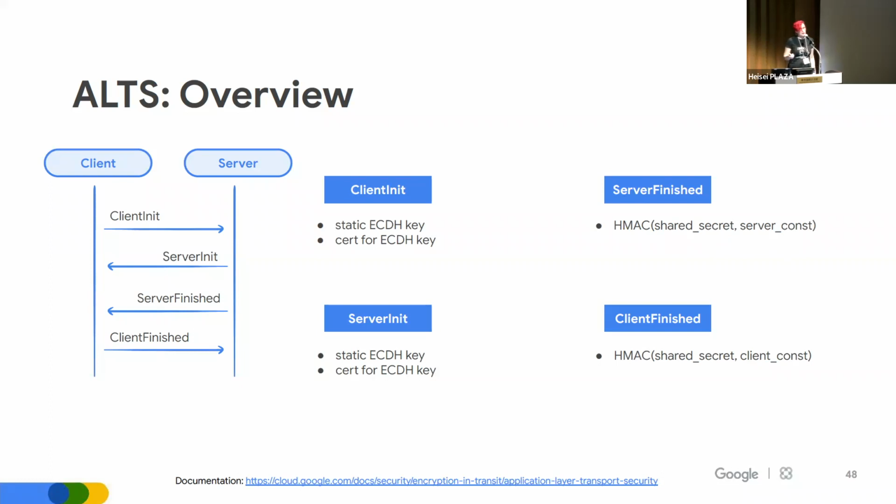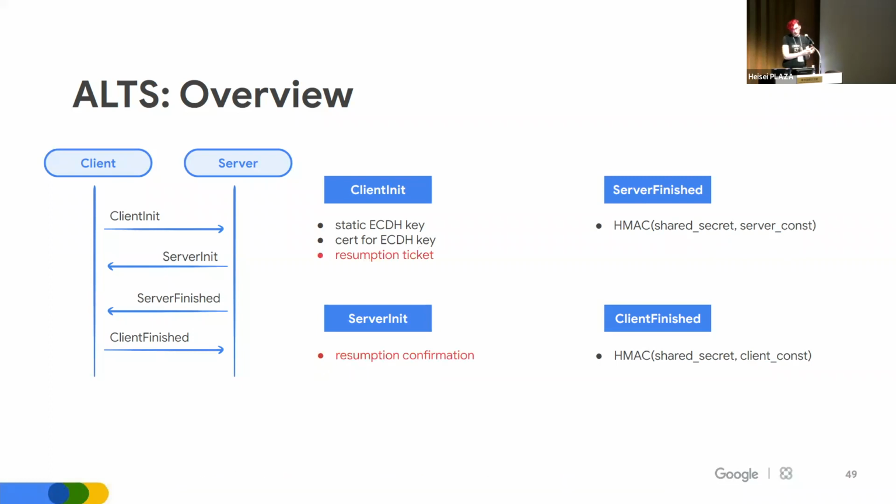A slight variation happens, which is extremely important for the low latency use cases, when the client has a resumption ticket. When the client has a resumption ticket, the client will just send this resumption ticket to the server in client init, and the server can just check. It will also still send the static credentials just in case the ticket is invalid. If the server accepts this ticket, it will replace the whole shared secret with whatever is in that ticket. So you don't have to do any asymmetric cryptographic operations in this case, and the whole thing is very efficient using only symmetric cryptography.